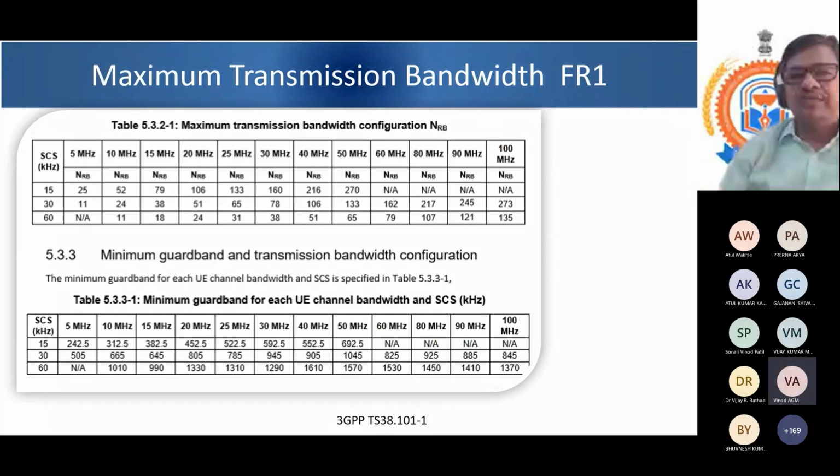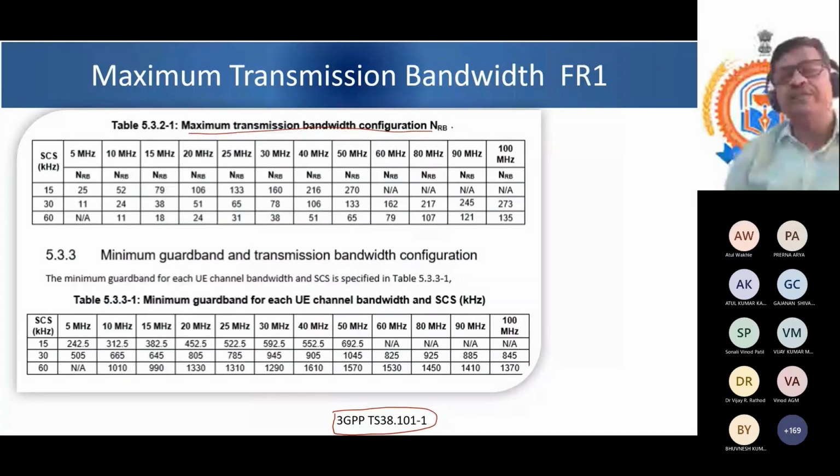Okay, now let us look at this chart very carefully. Everyone, please give your attention. I'll be asking so many questions after I have explained this. So on top table, this table is also taken directly from the standard. I'll make you understand, right? So this is the maximum transmission bandwidth configuration. How many RB we can configure in a given channel bandwidth.